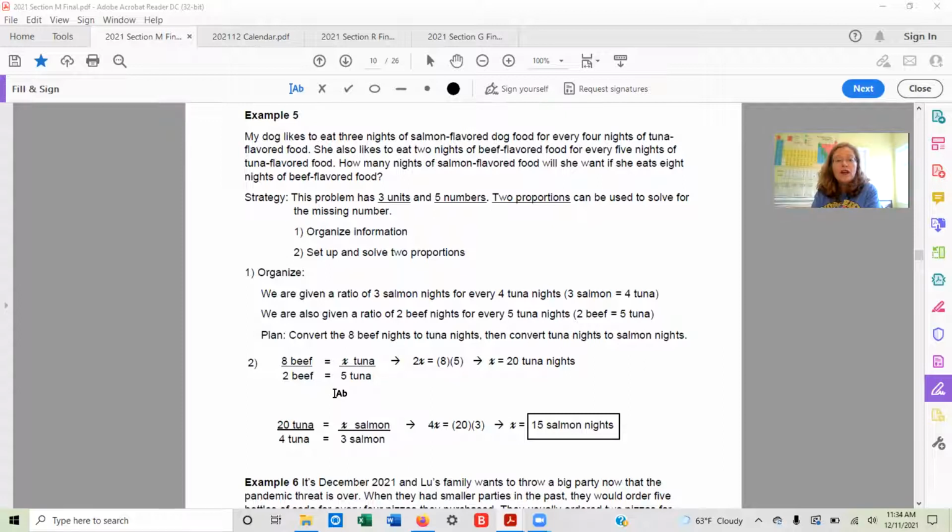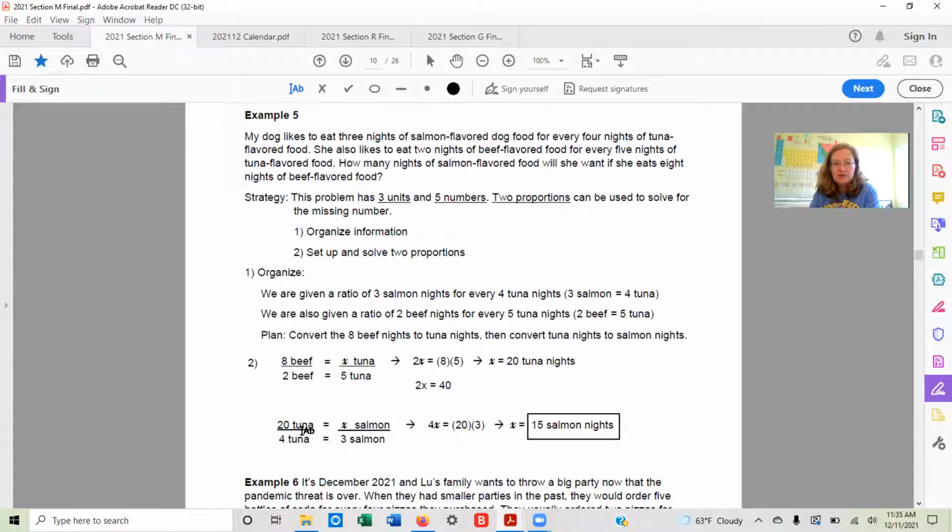And when I'm solving for X, I cross multiply. The 2 times the X will be equal to 8 times the 5. That means that 2X is equal to 40. And then if I divide both sides by 2, the X will equal 20. And then I come back up here and I say, oh, it's tuna. So X will be 20 tuna nights. We're halfway done. Let's keep going.